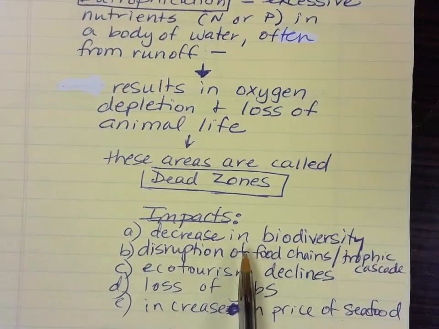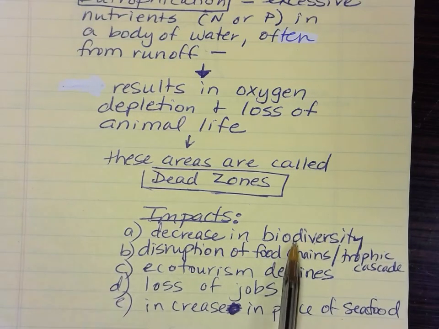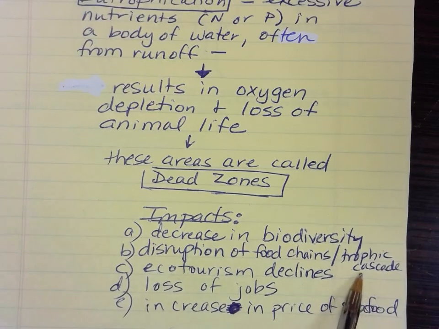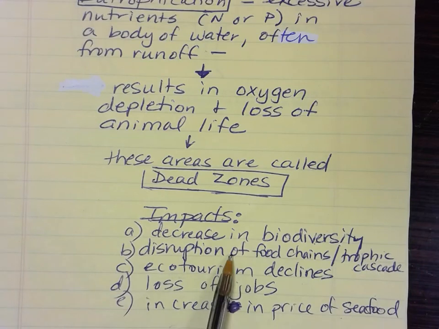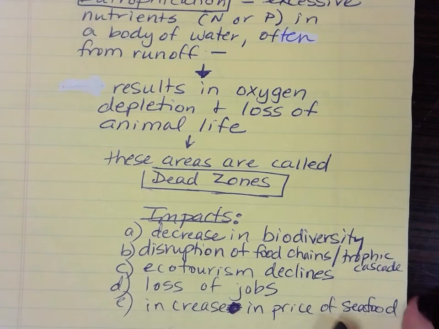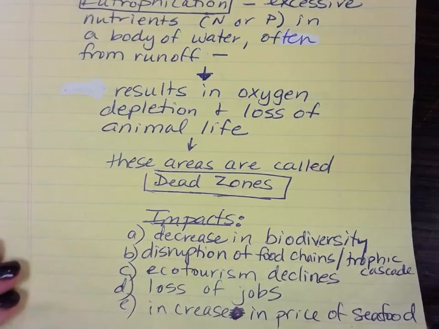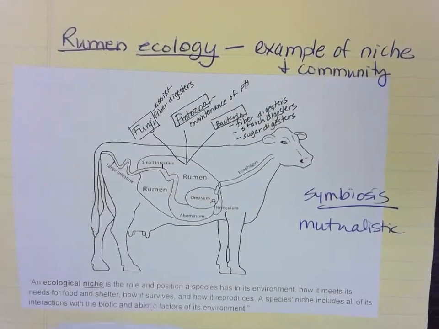So we looked at current locations of dead zones, and we said that as there's no oxygen and organisms die, we're going to see a decrease in biodiversity, perhaps even trophic cascades, and for sure disruption of food chains. So all prime examples of what could happen with a dead zone. And again, that results from excessive nutrients such as nitrogen or phosphorus getting into bodies of water.